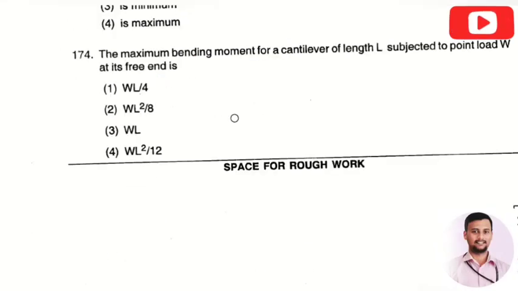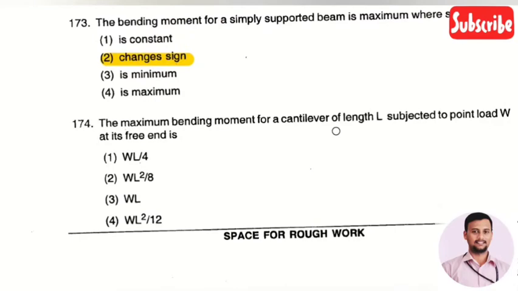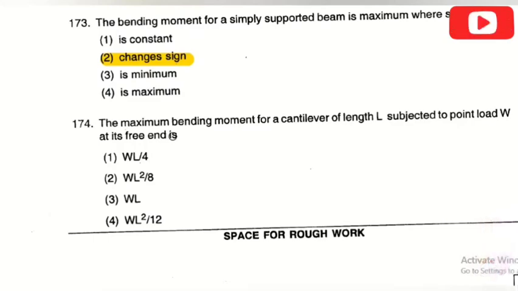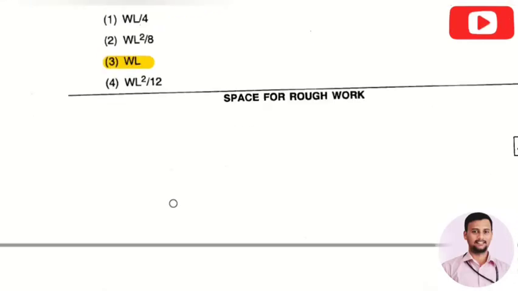The next question is, the maximum bending moment for a cantilever of length L subjected to a point load W at its free end is given by: first option, WL divided by 4; second option, WL square divided by 8; third option, WL; and fourth option, WL square divided by 12. And the right answer is option 3, that is WL.